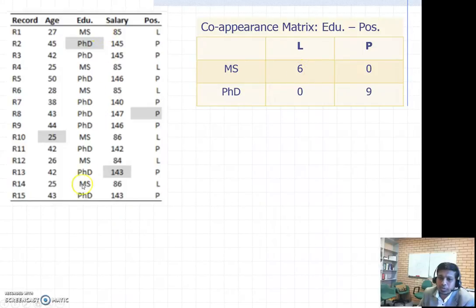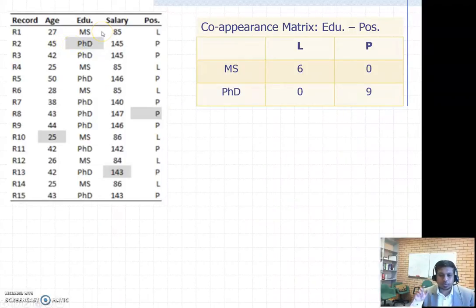In this data set there are 15 records. This is a toy example only. In real life, your data set will be very big and your number of attributes will be big. But in this example, there are 6 records where the education is MS and position is L, and there are 9 records where education is PhD and position is P, professor. Similarly, we can build a coappearance matrix for all attribute pairs.